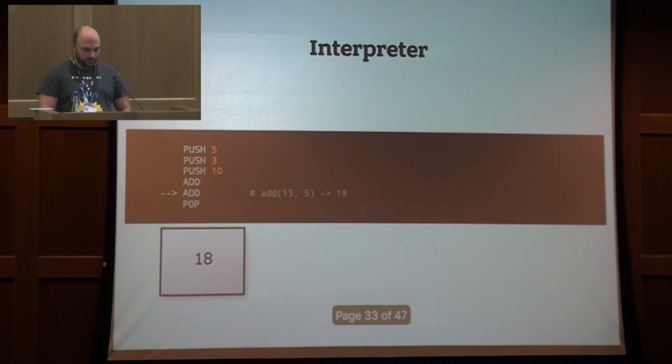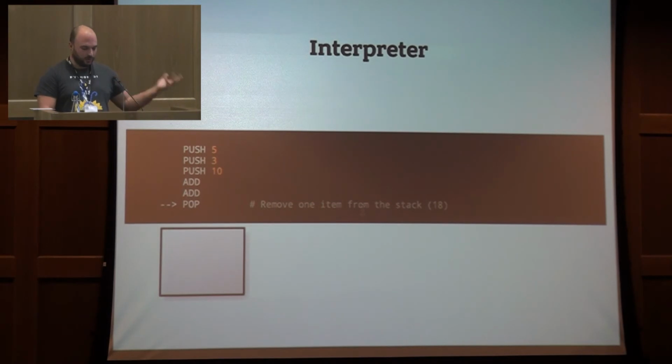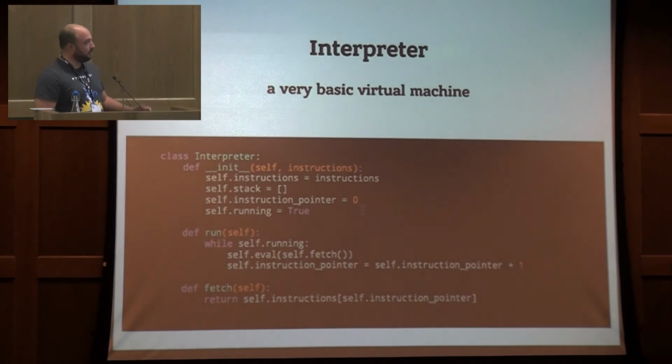So, for the next point, just add the previous value, 13 and 5, and we will get 18. And now we can pop. We will have an empty stack. A small example about the basic virtual machine. You can write this virtual machine.